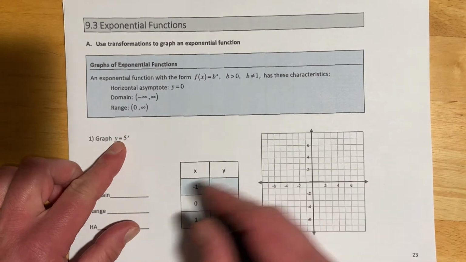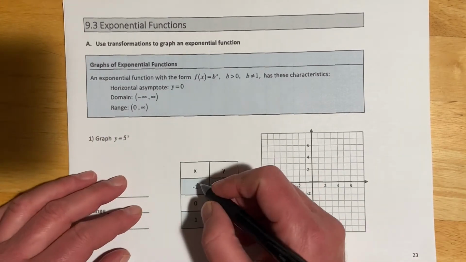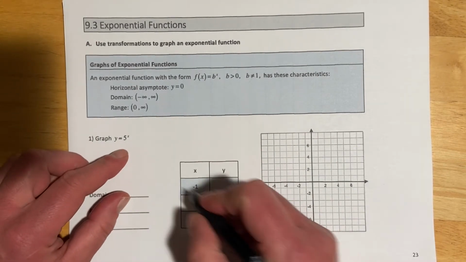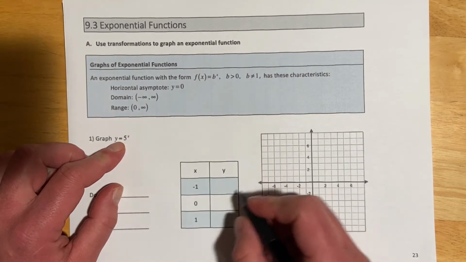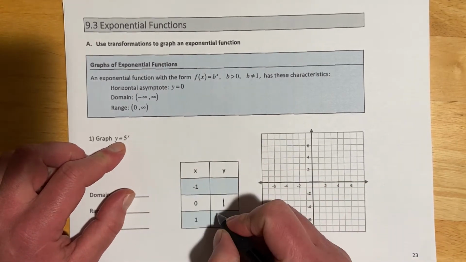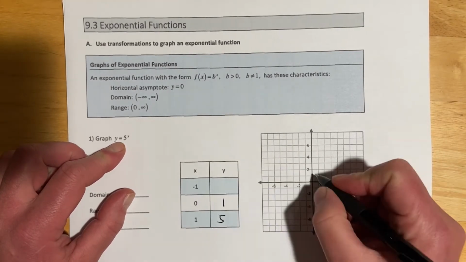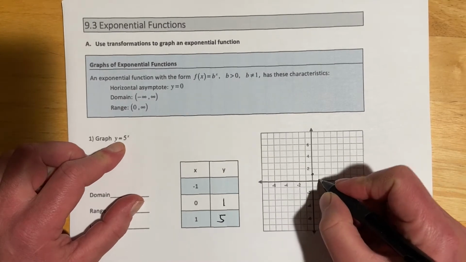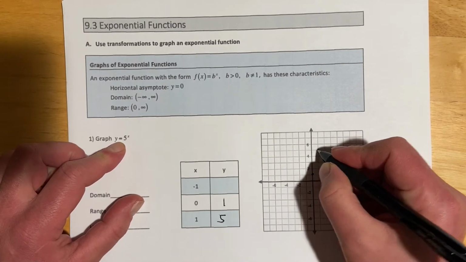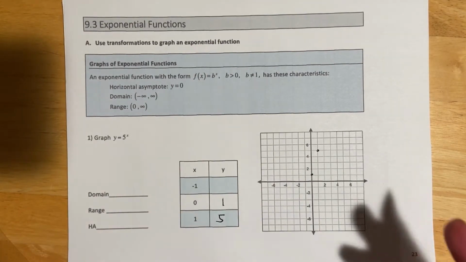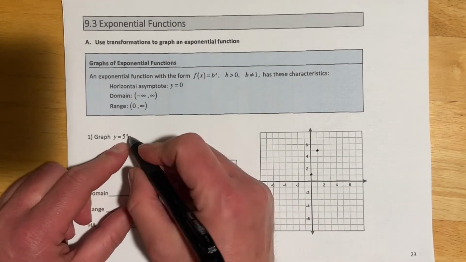So for graphing an exponential, at least the parent function, -1, 0, 1 give you a good 3 points to look at. If I only put in 0 and 1, 5 to the 0 would be 1. Anything to the 0 is 1. 5 to the 1 would be 5. And so if I only put in those 2 points, when x is 0, y is 1, and when x is 1, y is 5, it could be anything, right?